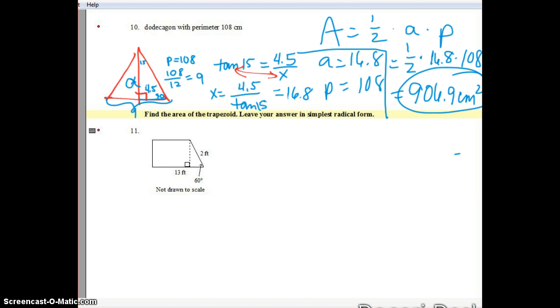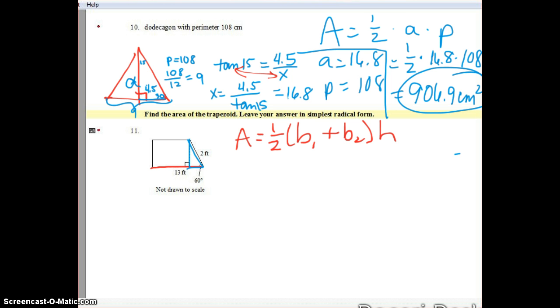Okay, and then we have problem number 11. It says find the area of the trapezoid. We have the formula for the area of a trapezoid: area equals 1/2 base 1 plus base 2 times the height. So we need to have those values. We do have one of the bases. We need to find the height and the other base, and we're going to do that by using our right triangle. This is a 30, 60, 90 right triangle.